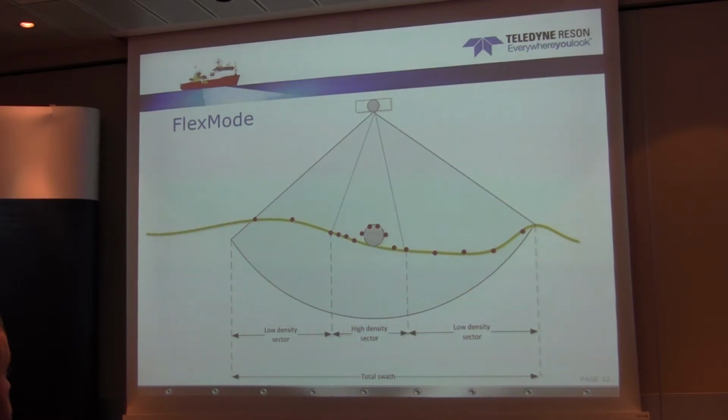What you can do with flex mode is assign a certain part of your swath as the high density zone and focus this on your target. So I'm still getting lots of beams, lots of hits on my pipe, and I can still get a general appreciation of the seabed. Would there be an object here or a seabed change here, I could still pick it up, but most of the detail, of course, is on the pipe.